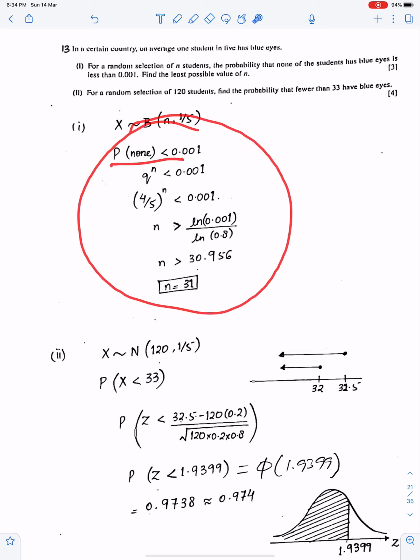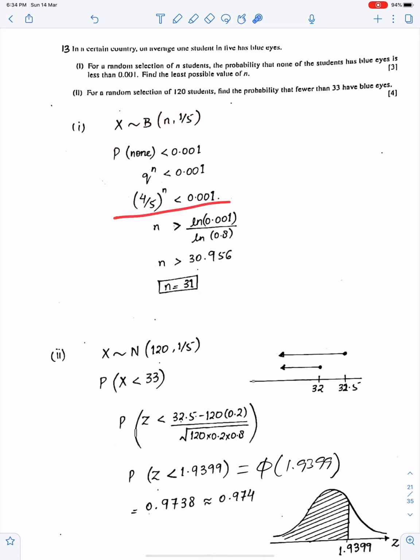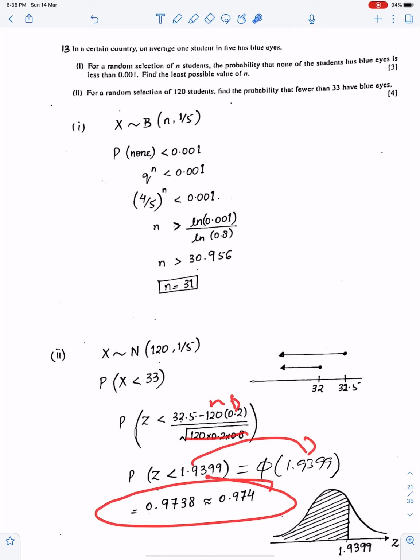None is less than 0.001. You just need to take log on both sides. Whenever you take log, you change the sign because logs of probabilities are negative. For a random selection of 120 students, fewer than 33. So the first number will be 32. Take the upper bound of this, and this is NP and this is NPQ. This is phi, and that's the final answer.